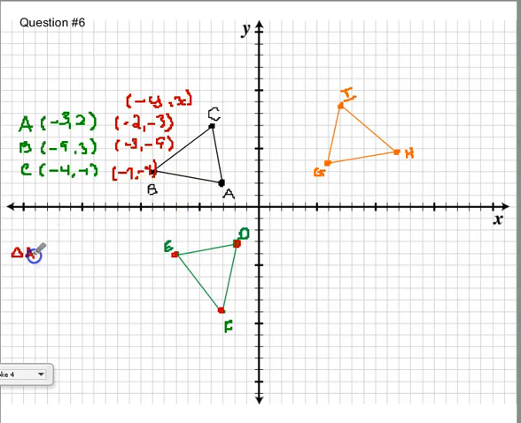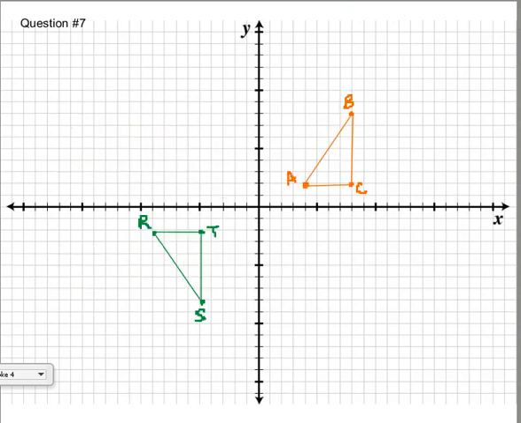So we know that triangle ABC is congruent to triangle DEF by a 90-degree rotation counterclockwise. And they might add in a translation too, so be prepared for that. So 90 degrees rotation, and then they might say translate. So be prepared for that. All right, so question number 7, same exact thing. You're going to prove triangles congruent with rigid motions.